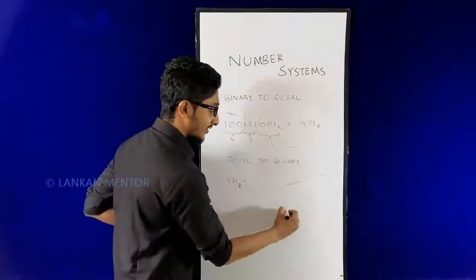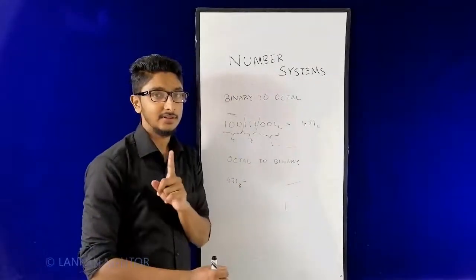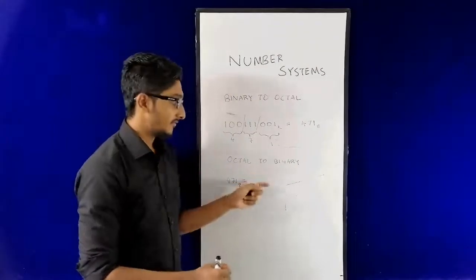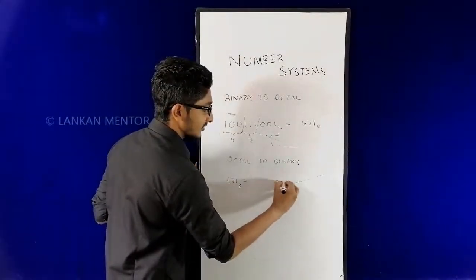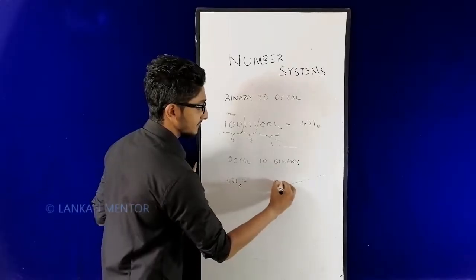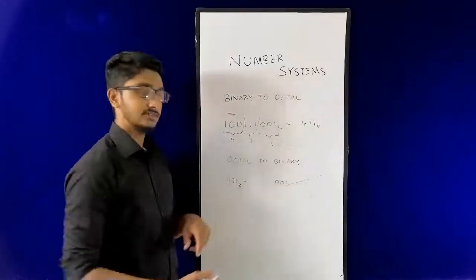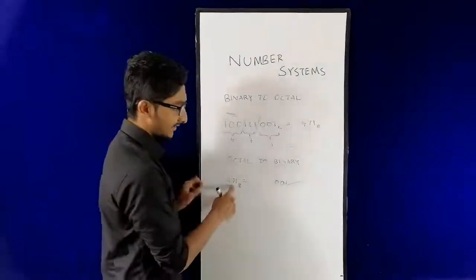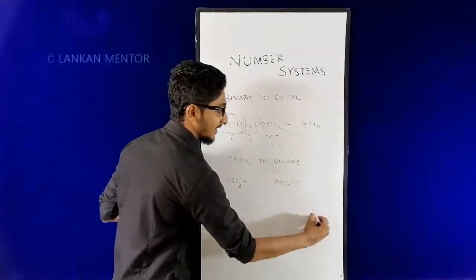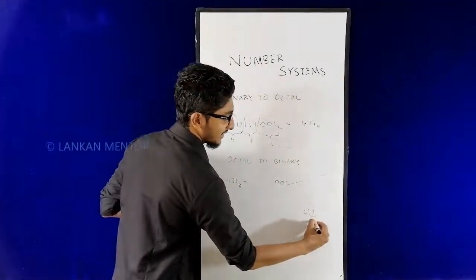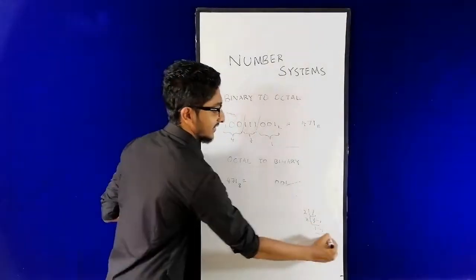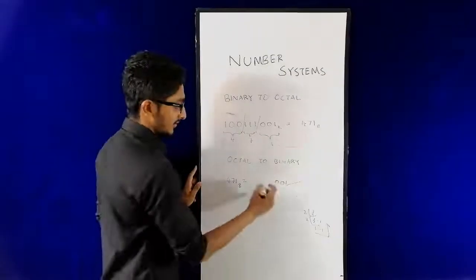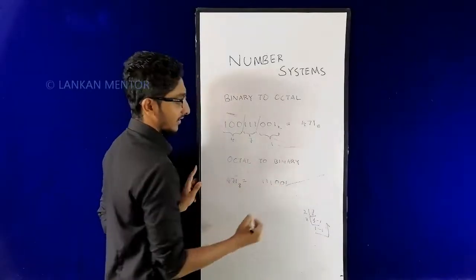So then 1 you can't just write in a single digit. You have to write in 3 digits because it is octal. So 0, 0, 1. 7, you have to find the binary. 7 divided by 2 is 3 remainder 1, and 3 divided by 2 is 1 remainder 1. So it is 1, 1, 1.